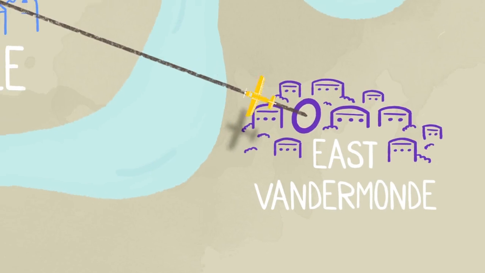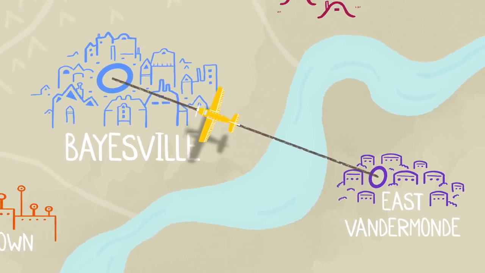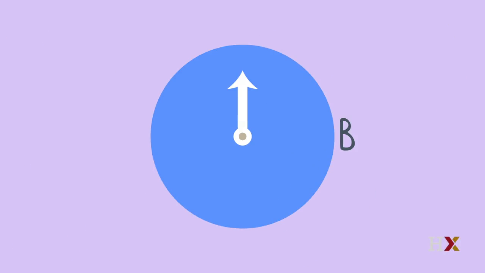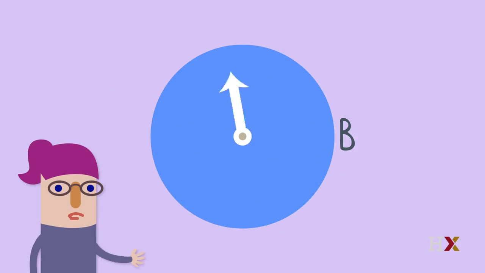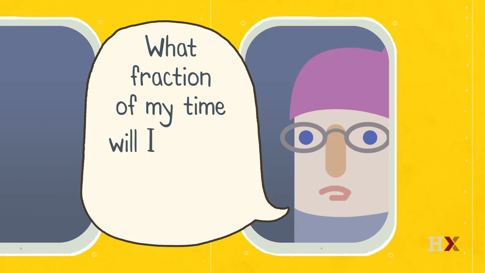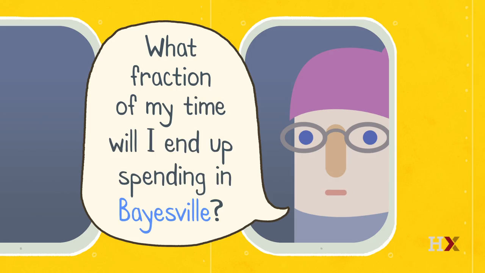East Vandermond is more remote and only has flights back to Bayesville, so she will definitely go back to Bayesville next. Why am I even bothering with this silly spinner? If I keep doing this, I wonder, what fraction of my time will I end up spending in Bayesville?